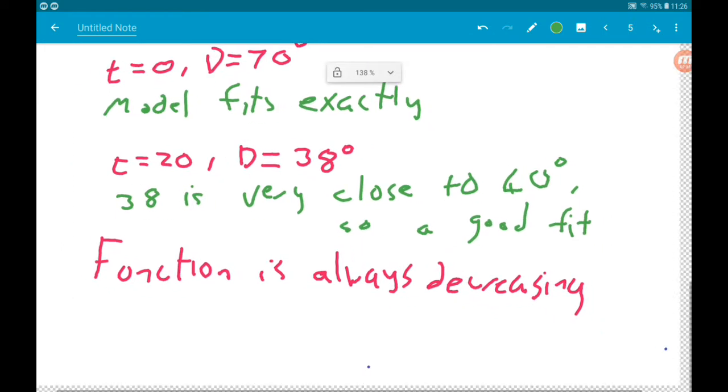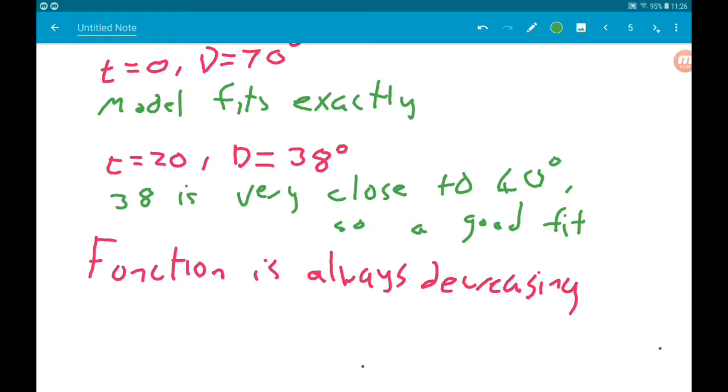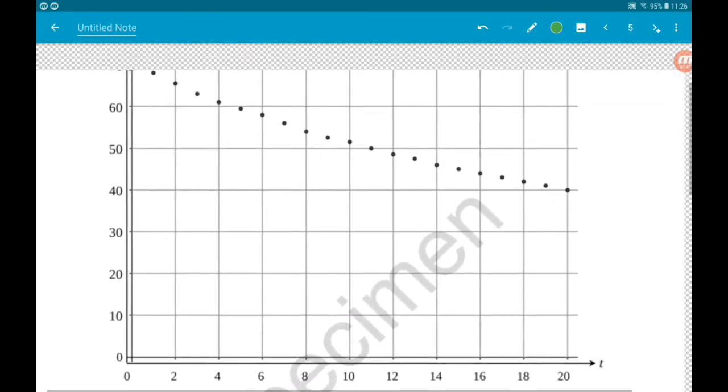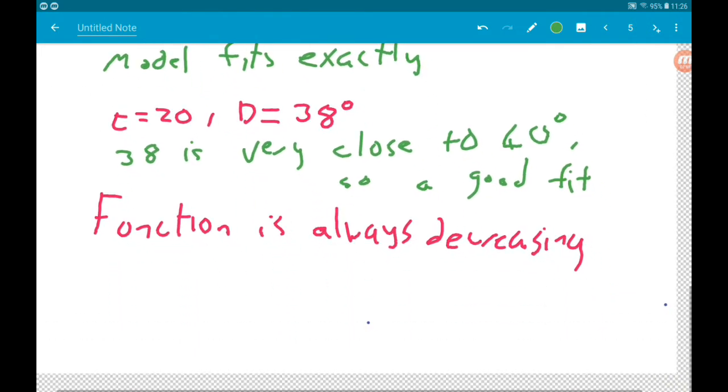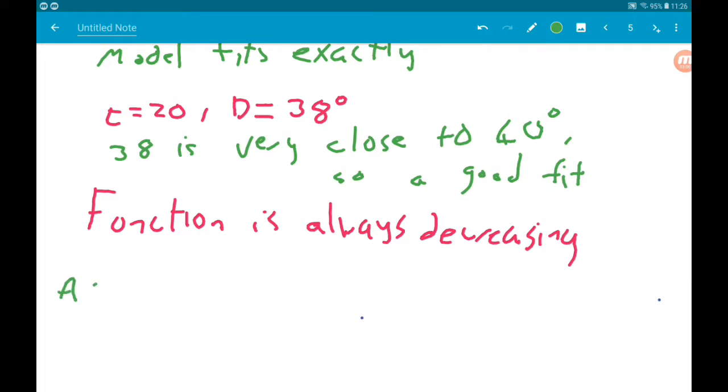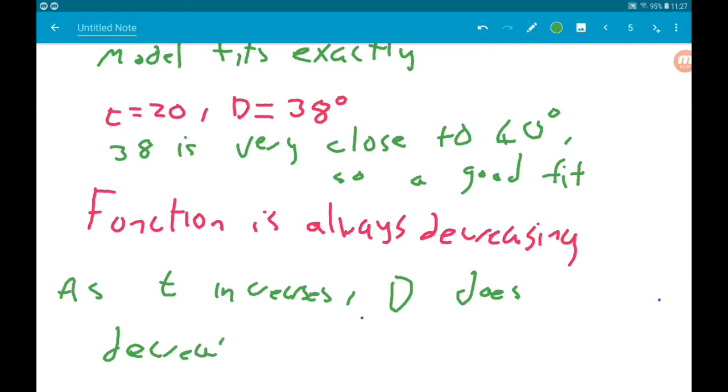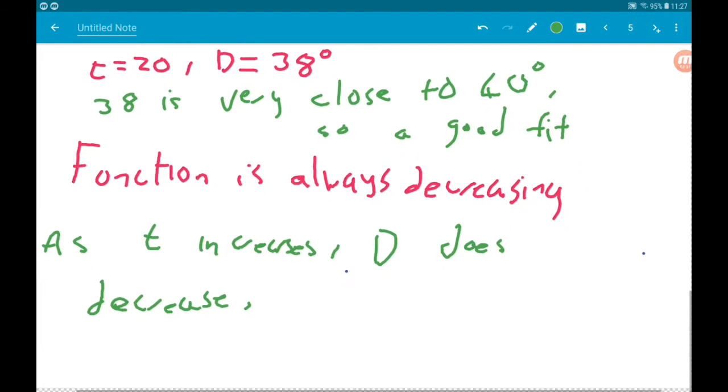And then for part B, we said that the function is always decreasing. So we can see from the data that D is decreasing as t increases. So we can say as t increases, D does decrease. So the model fits well with the trend.